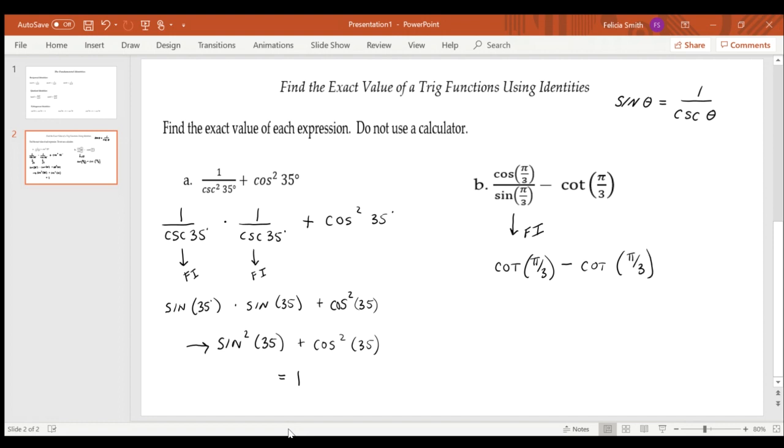And then when we go to simplify this, obviously we're subtracting two pieces and they're the same. So this is going to subtract to give us our final answer of 0.